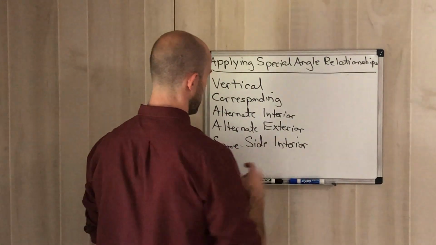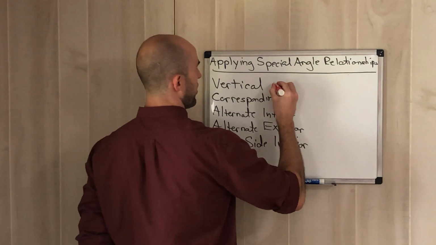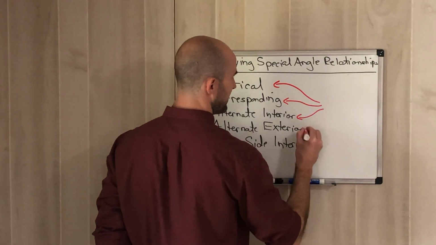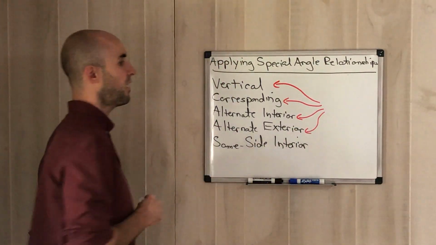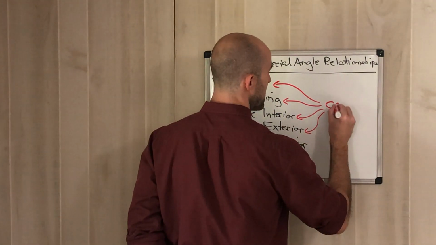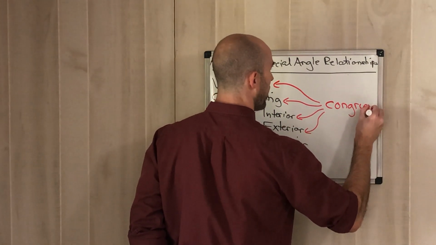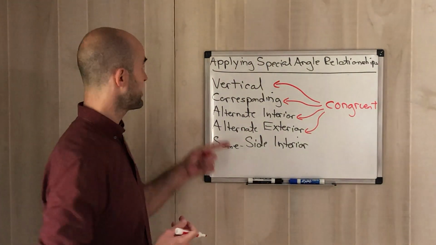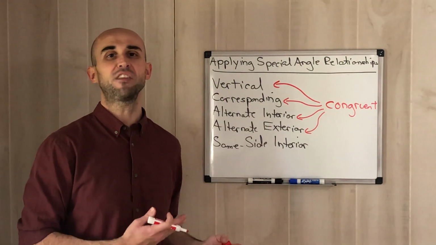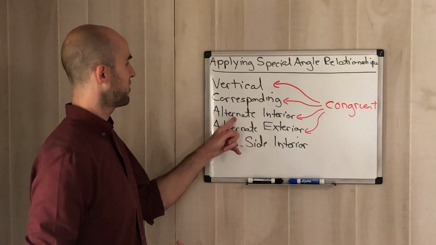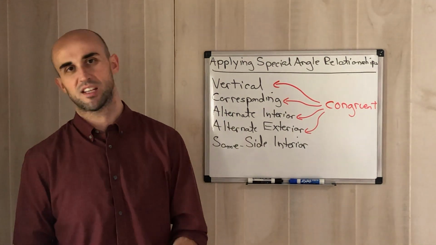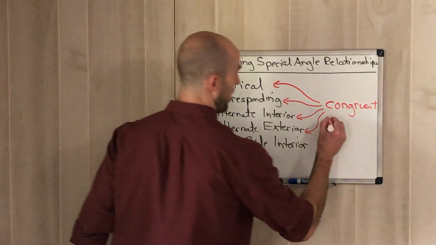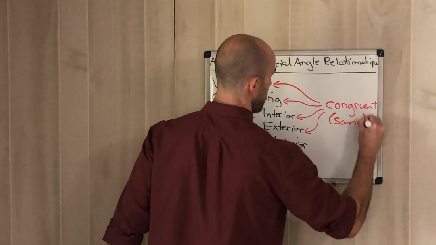The one thing I want you guys to realize is when it comes to vertical angles, corresponding angles, alternate interior, and alternate exterior, all four of those are always going to be congruent, always. And what that means is they're always going to be the same. So if we have vertical angles, if one is 50, the other one's going to be 50. If we have alternate interior angles, if one's 100, the other one's going to be 100. So whenever we have one of these four types of angles, it's always going to be the same measure, always.